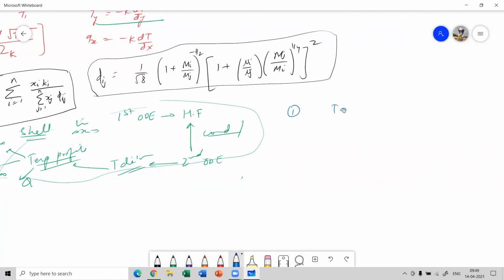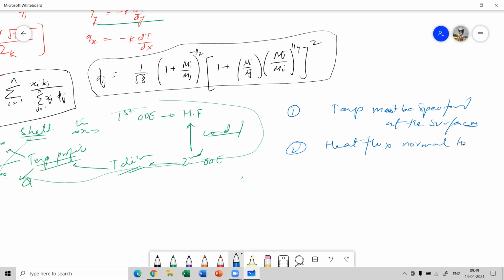That is, temperature must be specified at the surface. Second is the heat flux normal to the surface may be given. That is, heat flux normal to the surface may be given.